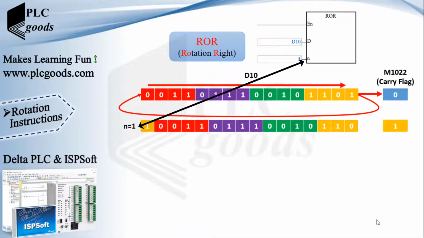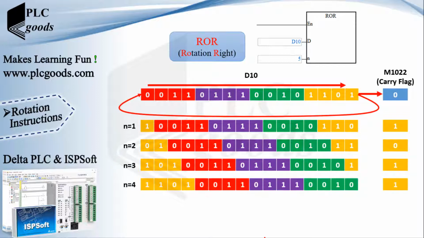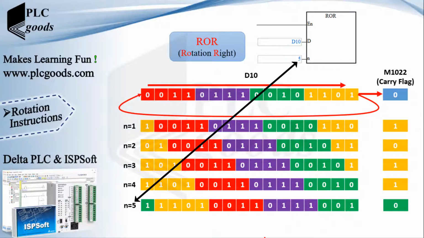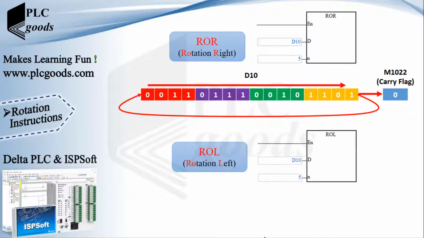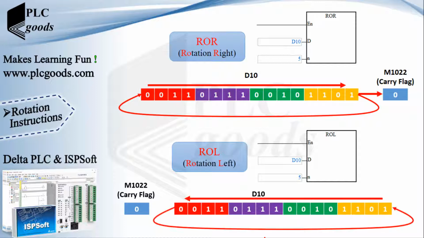Well, if the second input is equal to 1, after one execution, the PLC will change the bit status in D10 and the carry flag to this state. Similarly, these are the results for n equal to 2, 3, 4, and 5, which is the final result of this instruction if it's executed one time. Similarly, we can use the rotation left instruction to rotate bits to the left.